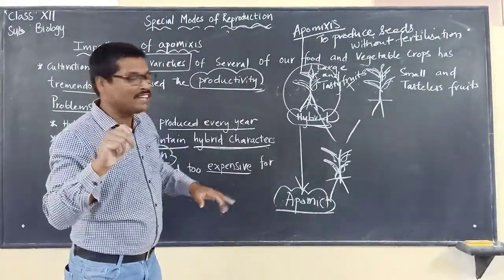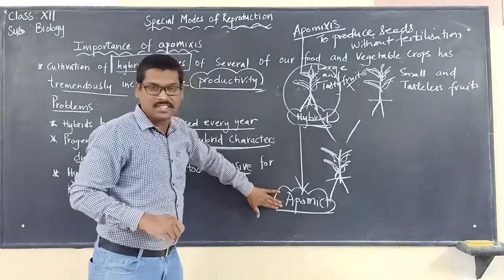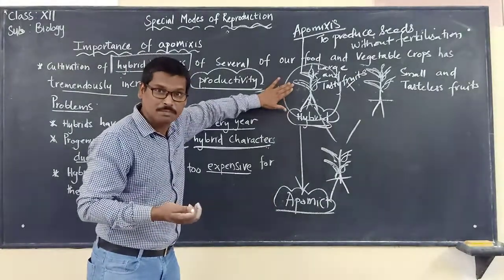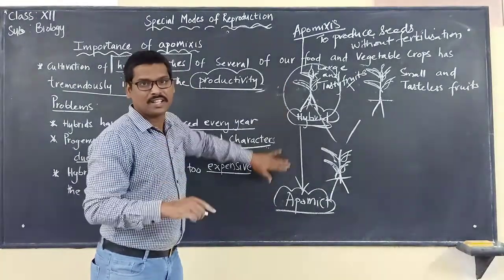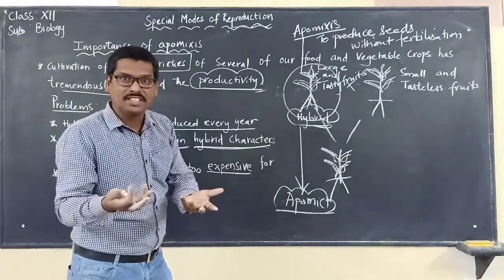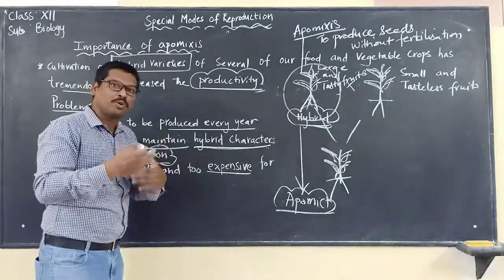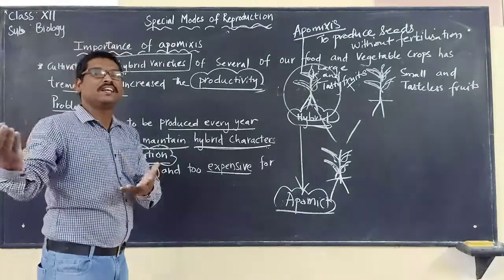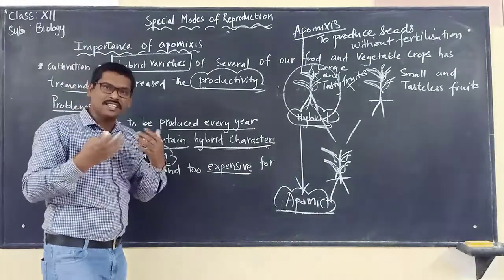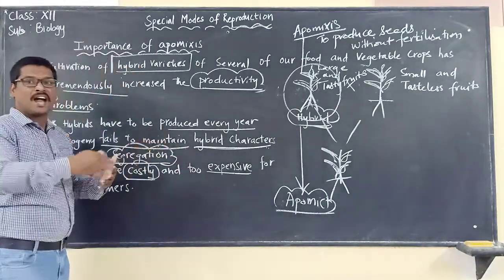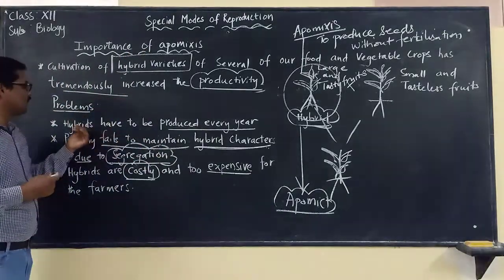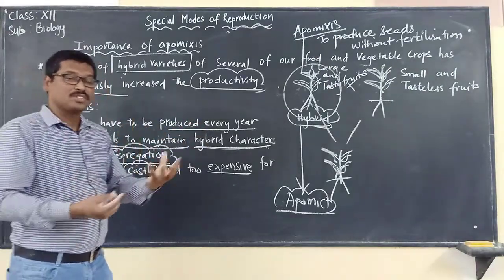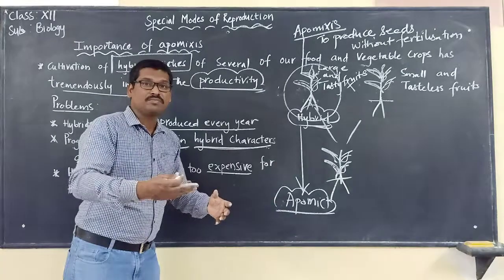If we make this hybrid an apomict, what does apomixis mean? If we make the plant produce seeds without fertilization, then the farmers will have a chance to produce their own seeds year after year and use them in the fields. They don't need to go through that hard process of pollination again, because hybrids otherwise have to be produced year after year. It is not so. The farmers can produce their own seeds and use them for the next year.